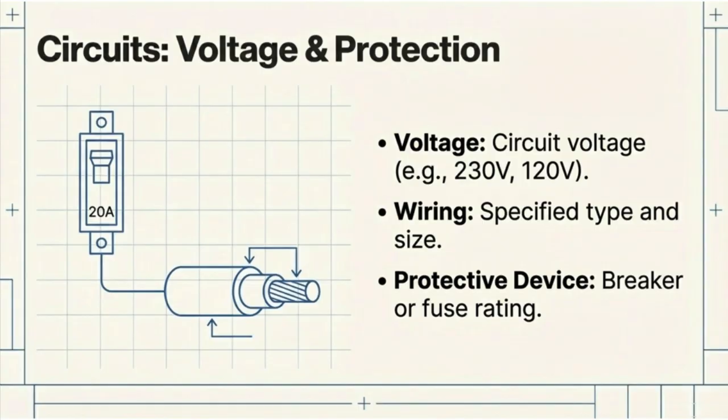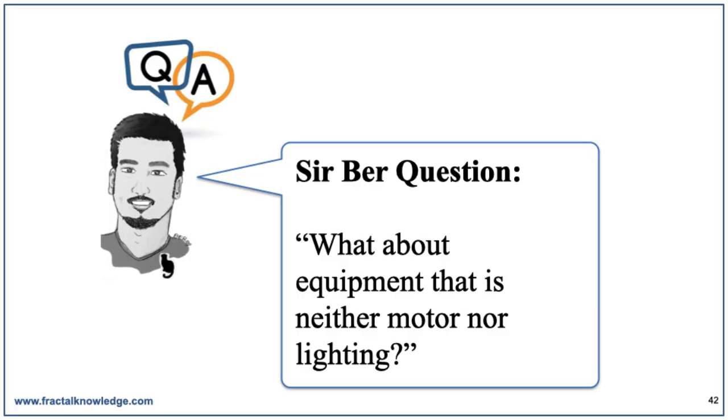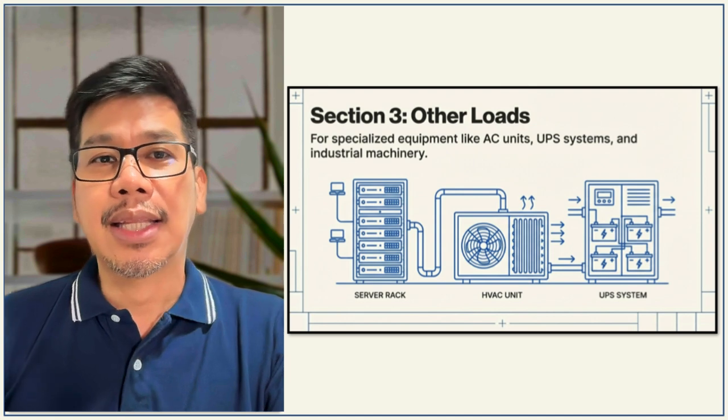Okay? The schedule of loads also specifies circuit voltage, wire type and size, breaker rating. This value ensures compliance with Philippine Electrical Code conductor ampacity requirement. Pag mali ang wire size, naku po, di pwede kasi it might overheat the conductor and also be a fire hazard. Okay? Next tanong, what about equipment that is neither motor nor lighting? So magandang tanong, di ba?